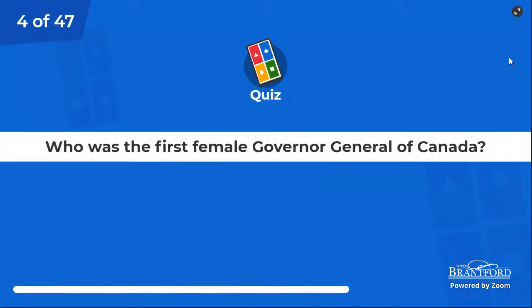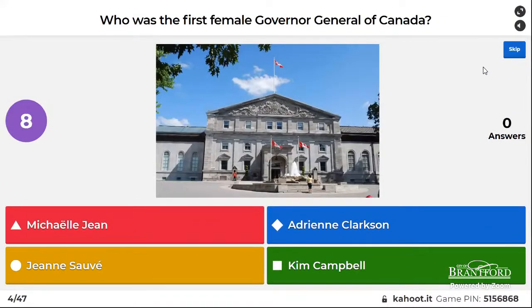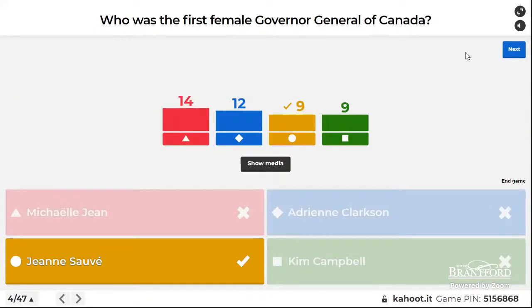Who was the first female Governor General of Canada? Was it Maykel Jean, Adrian Clarkson, Jean Sauvé, or Kim Campbell? Oh, so again, answer split across the board. The correct answer was Jean Sauvé. Maykel Jean and Adrian Clarkson came, I believe, within the last 20 years, and Kim Campbell was not the Governor General at all. She actually was our first female Prime Minister.